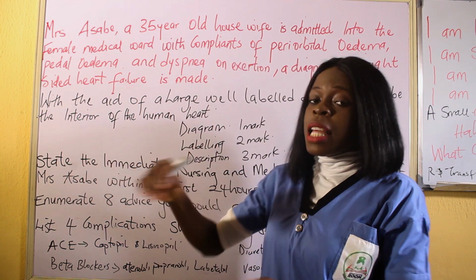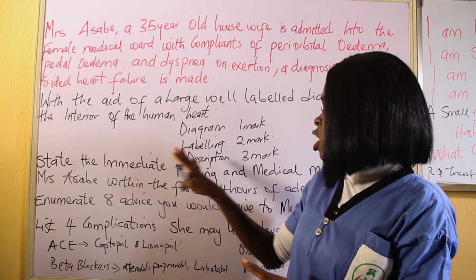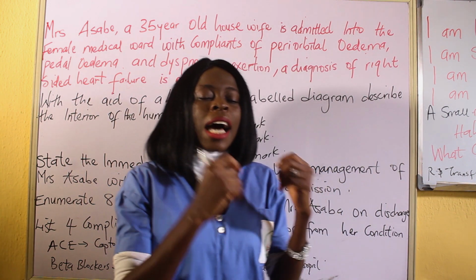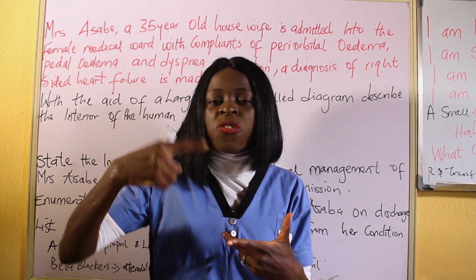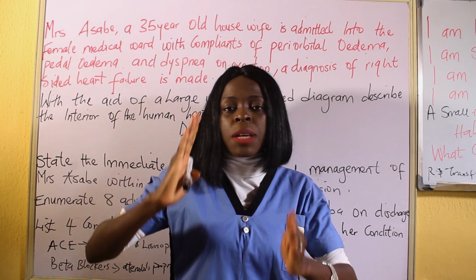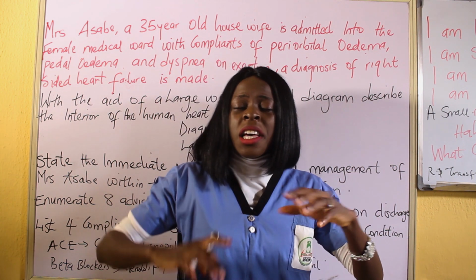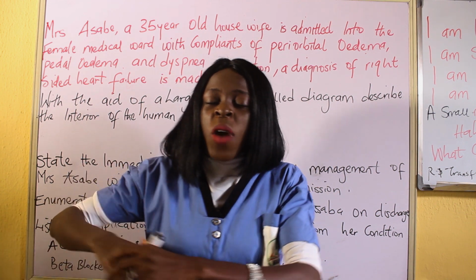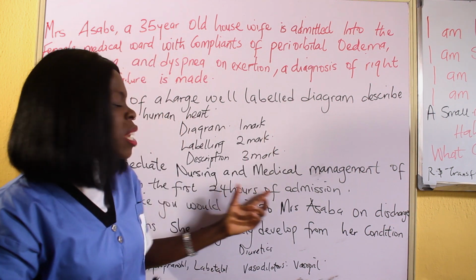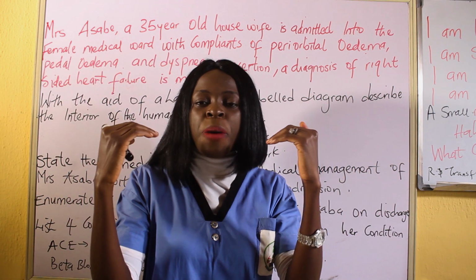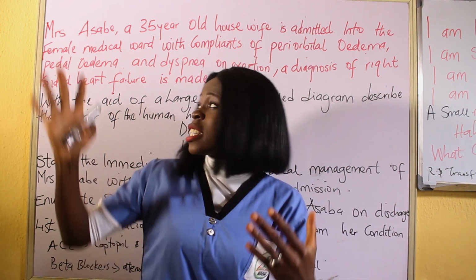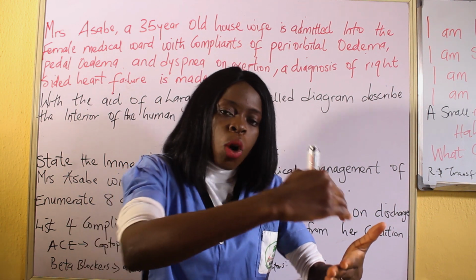So that is that. Then the second question says, state the immediate nursing and medical management within 24 hours. If it was cardiac arrest, please take note, because one of my students almost made a mistake between cardiac arrest and heart failure. If it was cardiac arrest, where you have to do your CPR, that is the immediate management. This one they are telling you within 24 hours of admission. That means this patient, Mrs. Asabe, is already in the ward, having these signs and symptoms. So you can apply what?